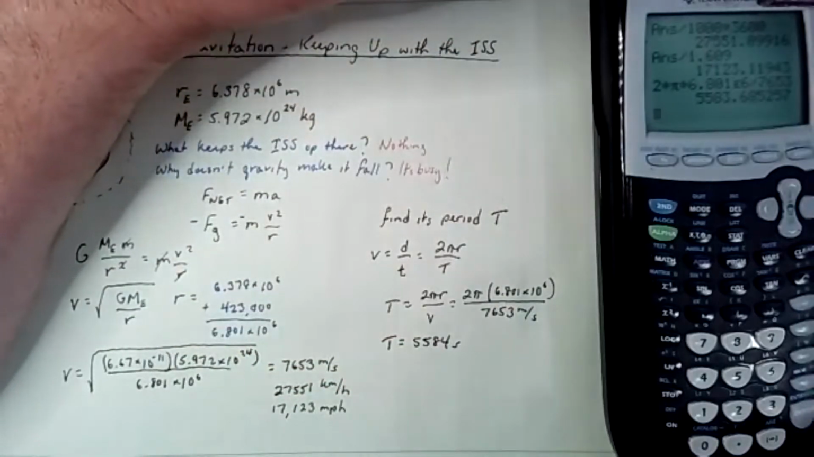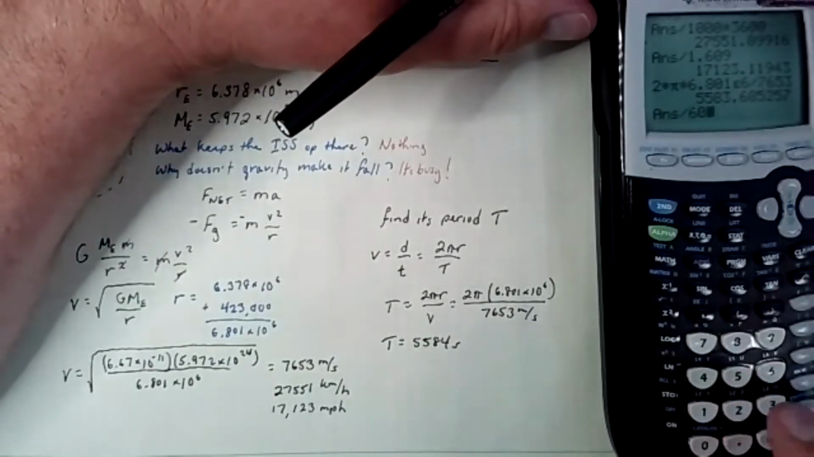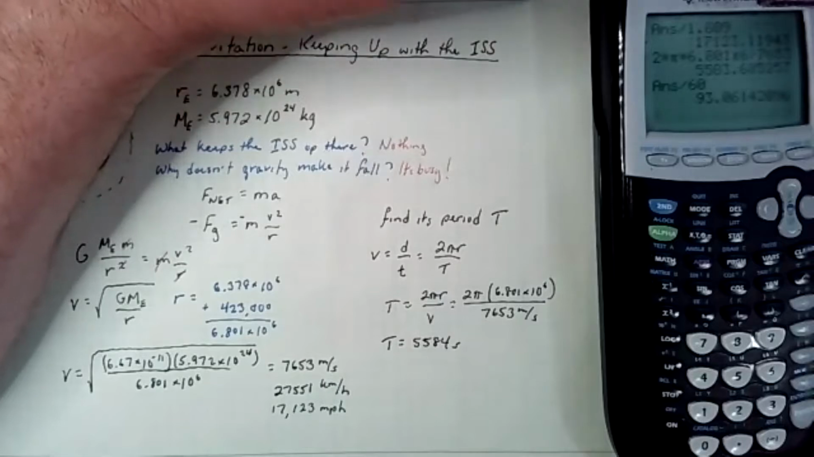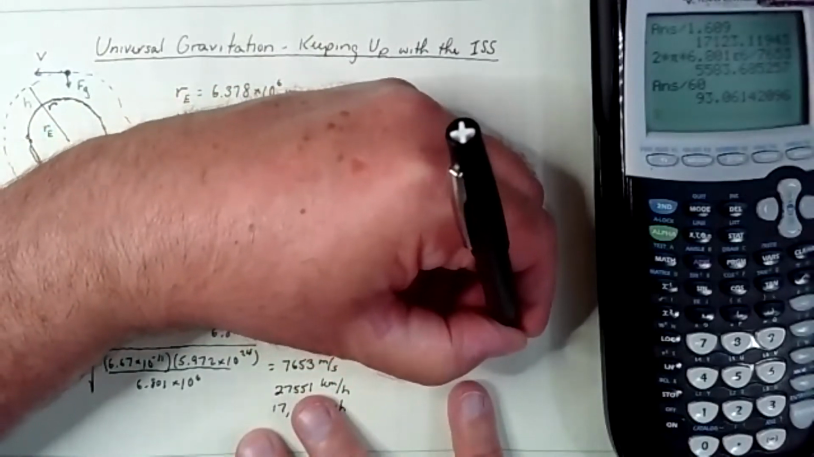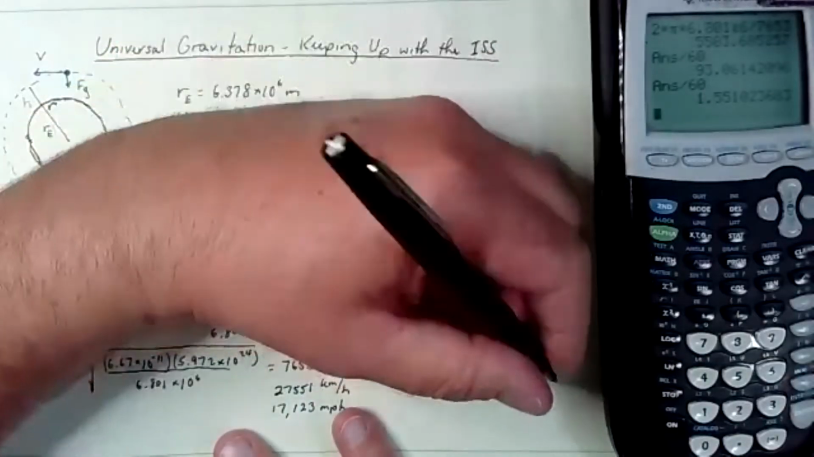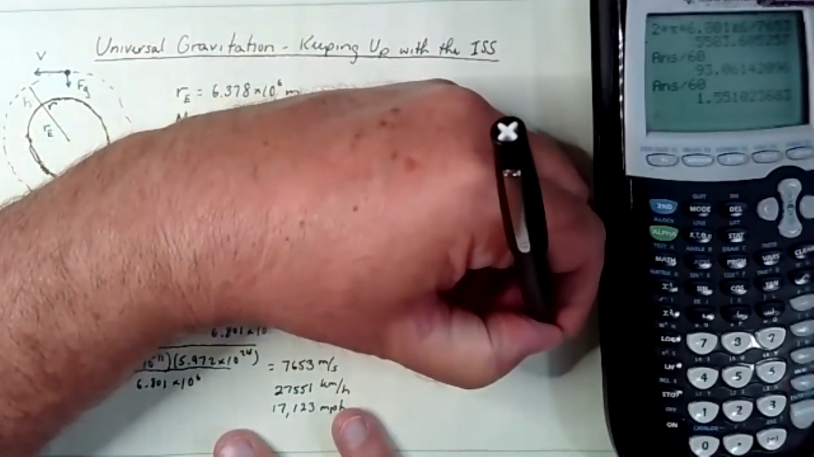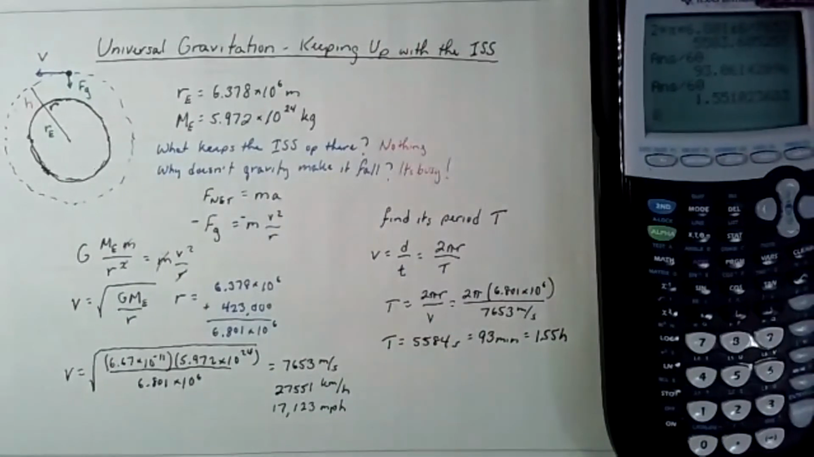Let's convert it to minutes and see what that looks like. So we'll divide that by 60 seconds in a minute. So 93 minutes, or 1.55 hours. Okay, so that's a good example of using the universal law of gravitation and taking a look at what the cause of orbit is and some of the properties.